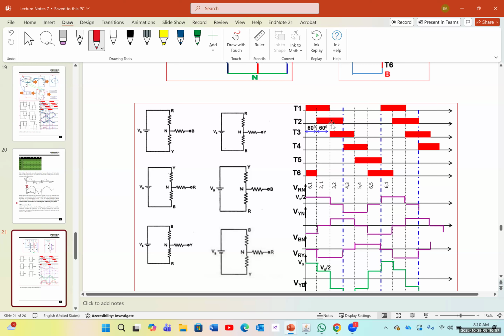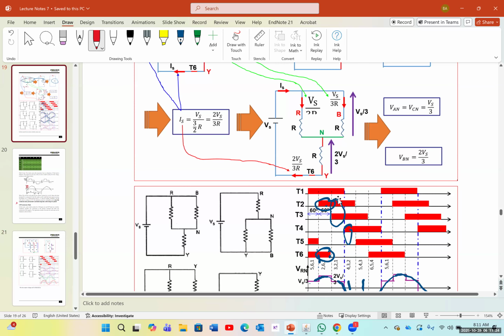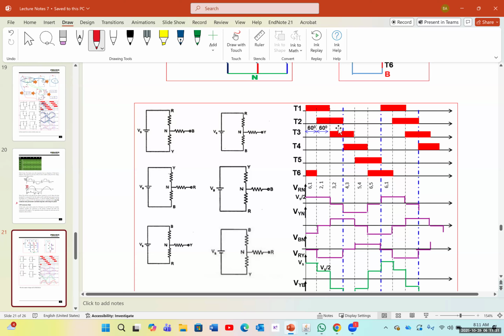So you can see that T1 turns off, and after 180 degrees, it again turns on after it completely turns off. So you can see that in the 120-degree mode, the pulses are further apart compared to the 180-degree conduction mode. And also at the same time, only 2 switches are turned on instead of 3.